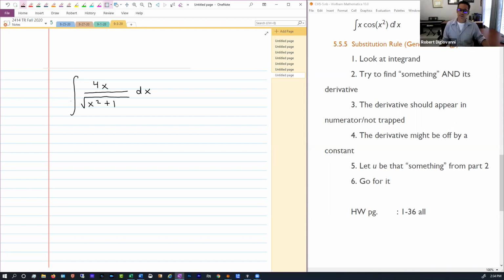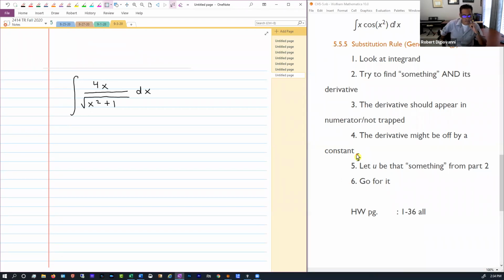Is that okay according to the steps over here? Yeah. The derivative might be off by a constant, and that's okay. All right? So you said x squared. Does everyone agree?